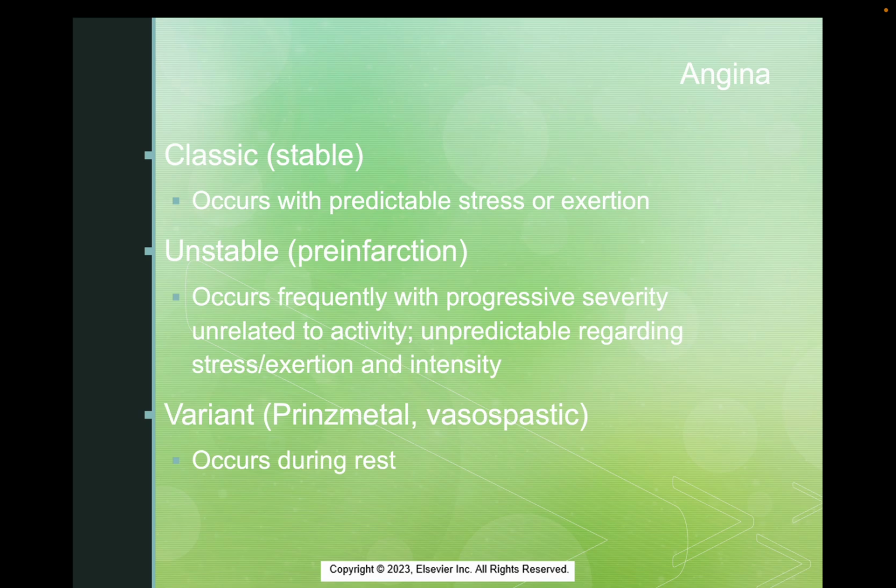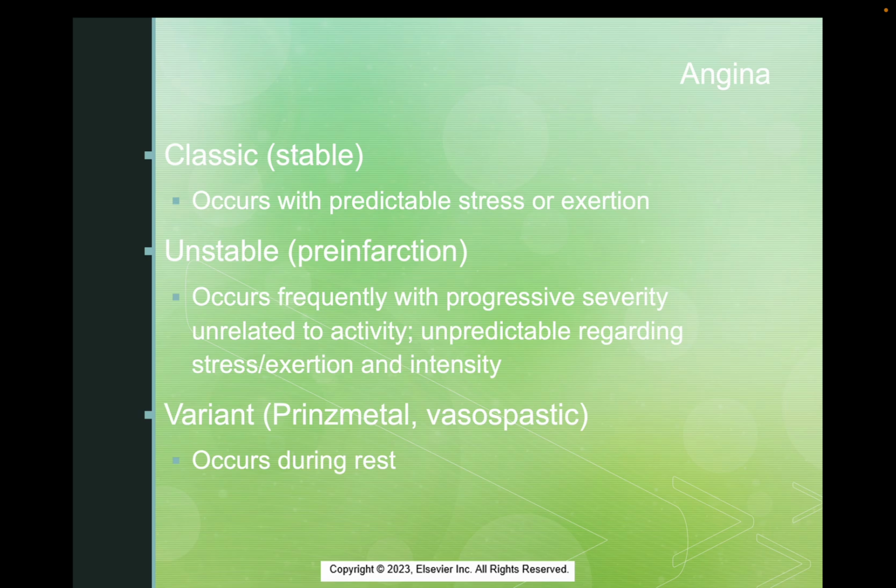Unstable is whenever it occurs without any kind of precipitating factor. It just happens out of the blue, like they're sitting in their chair and all of a sudden they're having crushing chest pain, or any kind of nagging pain, or it's increasing in strength. That's what we call unstable angina. It occurs with progression, and it's a precursor to the patient having a myocardial infarction.